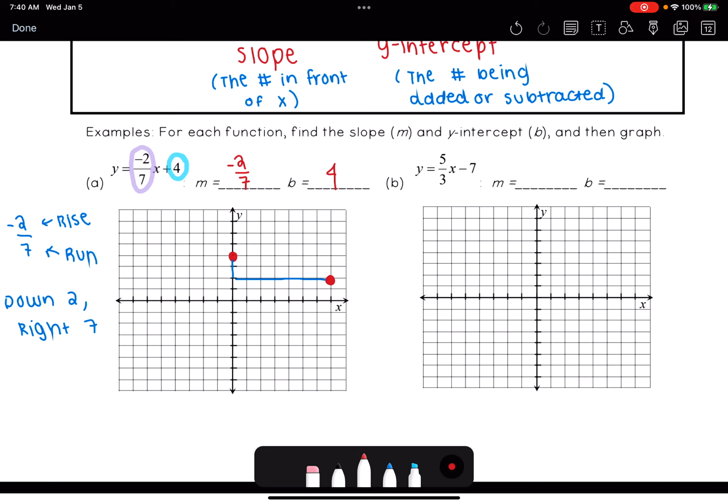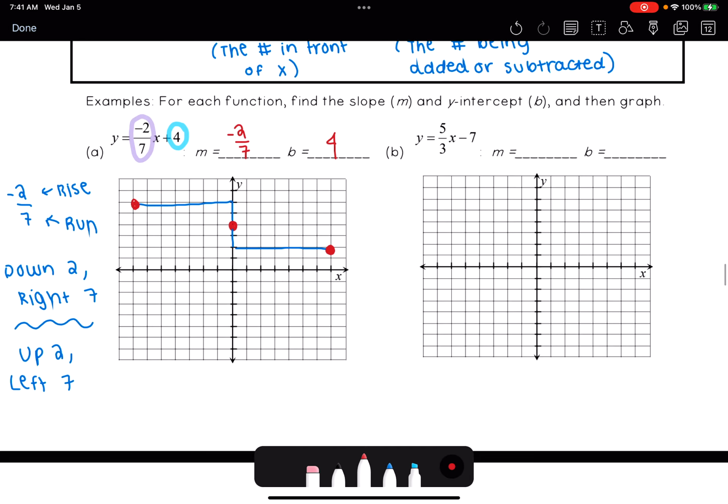We could also go backwards from that. So instead of down 2, we could go up 2 and then left 7. And that's going to give us the same line. So up 2, left 7. And then all you have to do is connect your points and draw arrows on the end. So instead of going through every single point like we did before with a table, now we can just use the slope and the y-intercept.